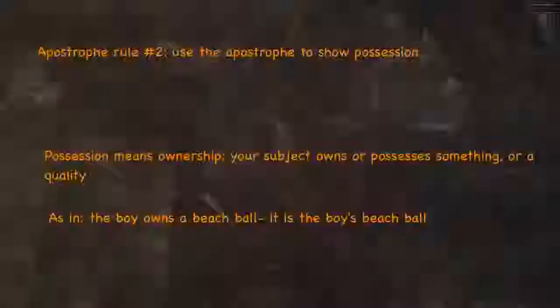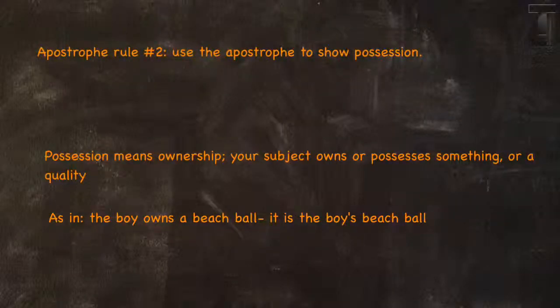Go ahead and take a look here at the rule. Apostrophe rule number 2. Use the apostrophe to show possession. Possession means ownership. When your subject owns something or possesses something, then you're going to use an apostrophe in that sentence. The thing can be an actual physical tangible item. It can also be a quality or a characteristic that a person or a thing might have.